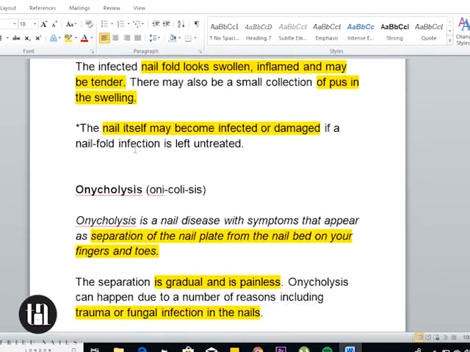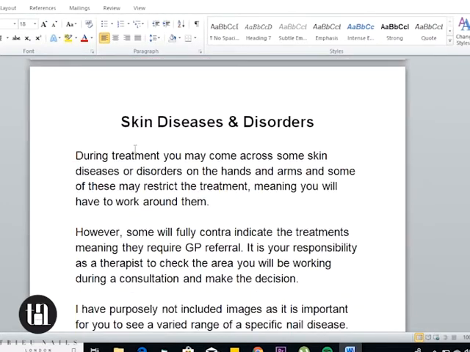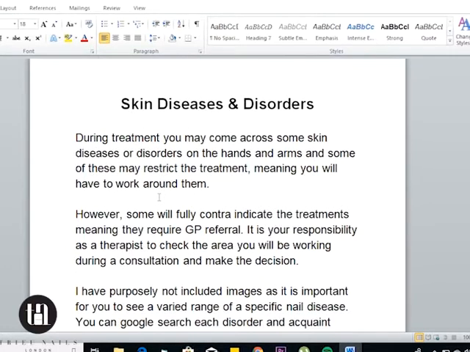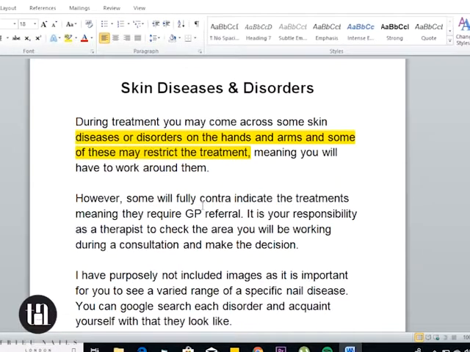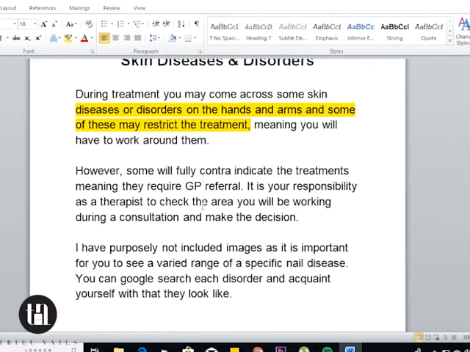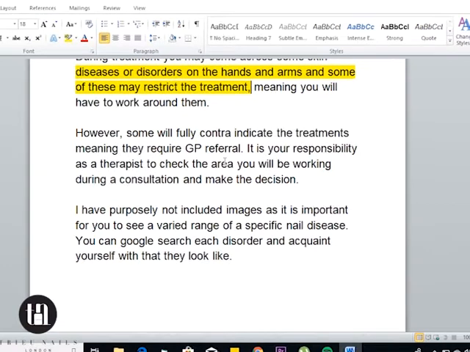So that's it for nail diseases. We will now move on to skin diseases and disorders. During your treatment, you might come across some diseases and disorders on the hands and arms, which might restrict you from the treatment or some part of the treatment. So you need to work around them. Some will fully contraindicate, which means prevent you from carrying out the treatment, which means you'll need a GP referral.